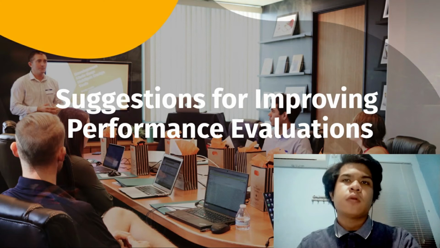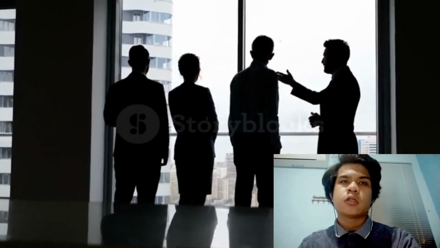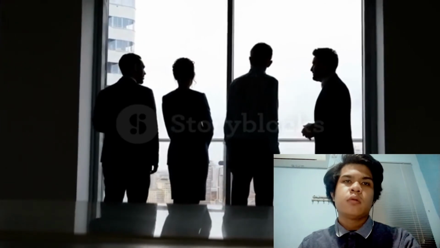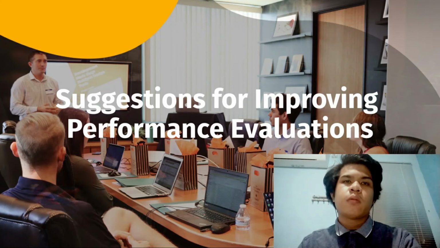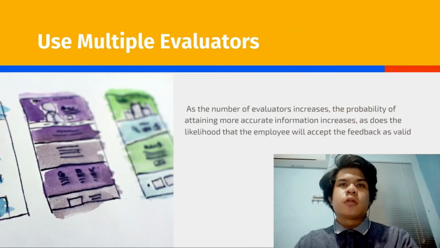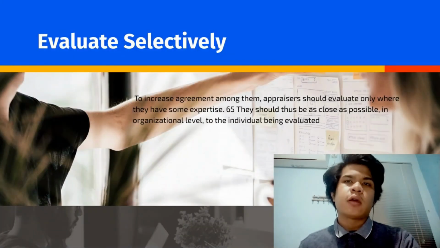The performance evaluation process is a potential minefield. Evaluators can unconsciously inflate evaluations, or positive leniency, understate performance, or negative leniency, or allow the assessment of one characteristic to unduly influence the assessment of others, or the halo error. Although no protection guarantees accurate performance evaluation, the following suggestions can make the process more objective and fair. Use multiple evaluators. As the number of evaluators increases, the probability of attaining more accurate information increases, as does the likelihood that the employee will accept the feedback as valid.